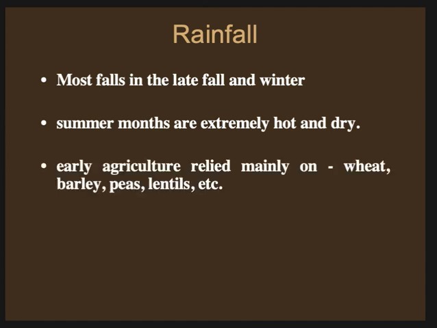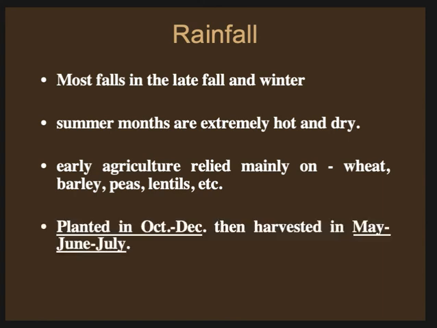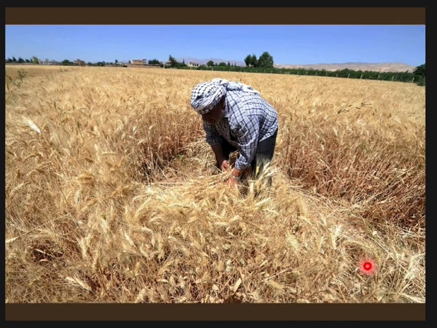So rain falls mainly in the winter. So you would plant in the late fall. Things would grow during the winter as you got a lot of rain. And then, so you'd plant in October, around then, and you'd harvest May, June, and July. And this is when crops like wheat, barley, peas, lentils, chickpeas, things like that would be ready to harvest. And this is a wheat field in Syria. You can see someone harvesting by hand.